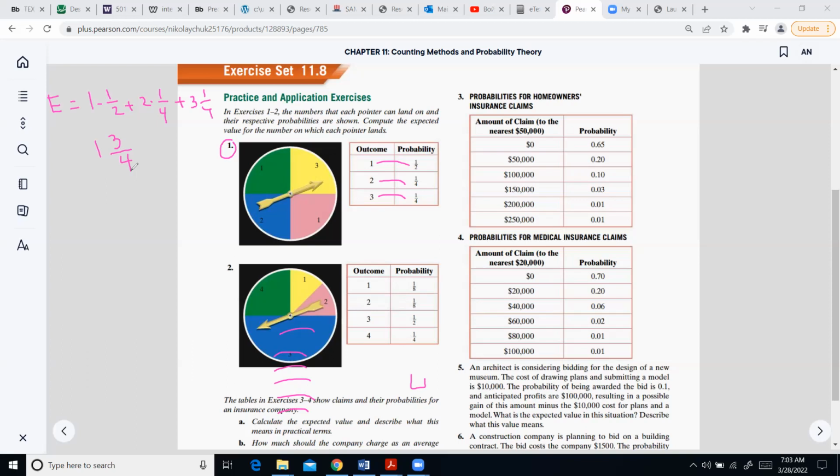Of course, 1 3/4 is not possible because it's either 1 or 2 or 3, but that's what you get in the long run as the average. That's the idea of expected value, which you expect when you do the experiment thousands of times, and the average will be somewhere in between 1 and 2, closer to 2.